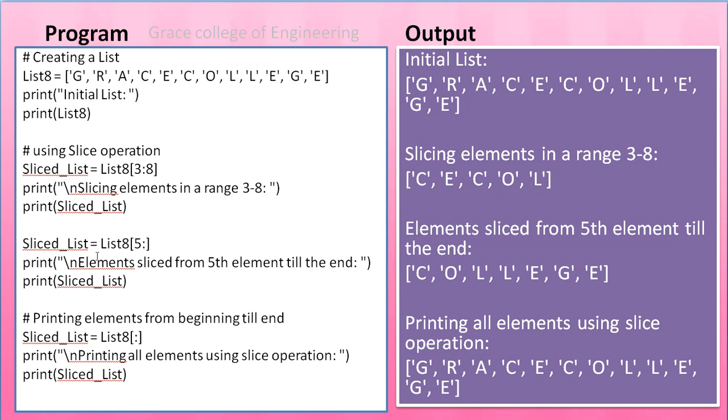Next, I am going to slice. The starting index is 5. It will go up to the last. So starting value 5 means start from C, COLLEGE, that is the output. Then finally I have given an empty colon inside the square bracket. If you present it this way, you will get all the values as the output. So each and everything is given as the output.